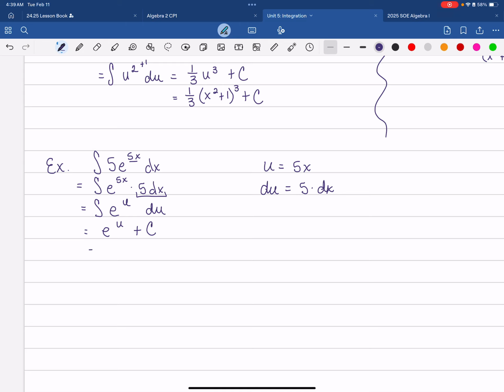And then I go ahead and I input back that 5x. So it would be e to the 5x plus c. Again, if I took the derivative of that, I would get 5 times e to the 5x. So it gets me right back to where I started.